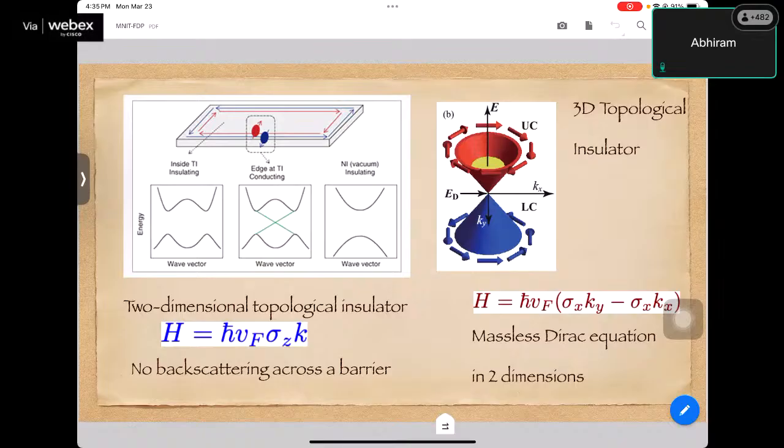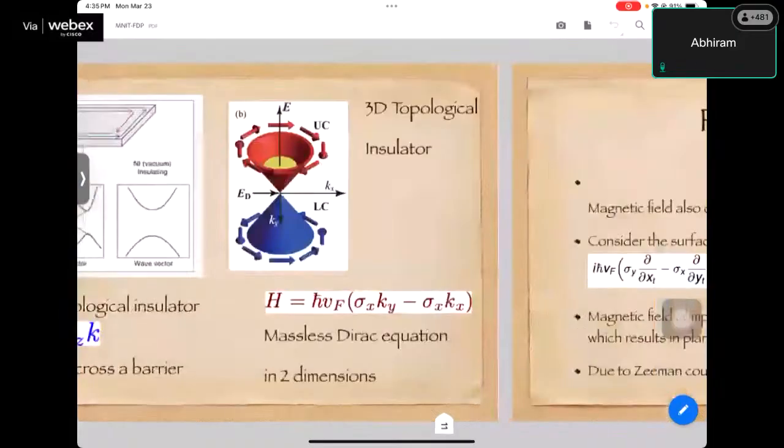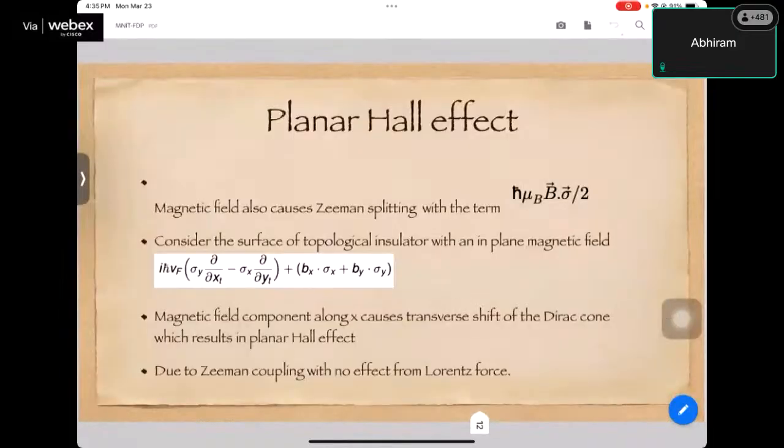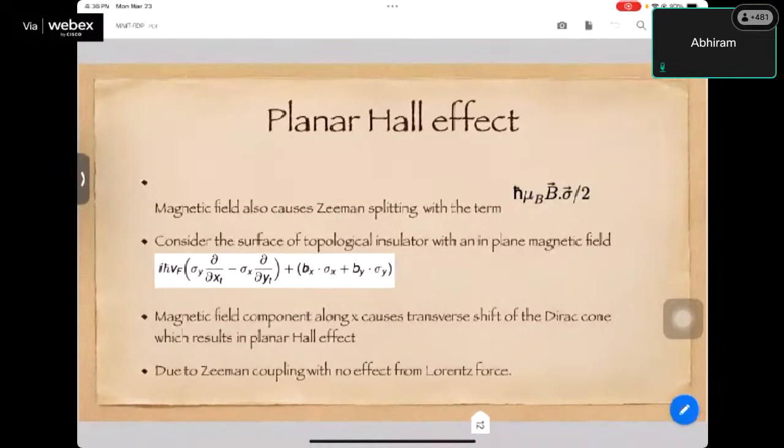And the Hamiltonian, you can write it down like this: ħ v_F σ_x k_y minus σ_x. Actually, there's a typo here. It's σ_x k_y minus σ_y k_x. Okay, so this is actually the massless Dirac equation in 2 dimensions. Okay, so that is the three-dimensional topological insulator. So one interesting effect that this three-dimensional topological insulator shows is planar Hall effect.